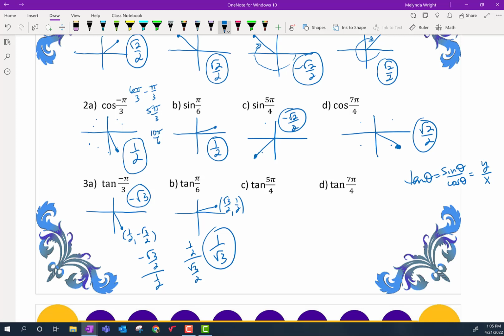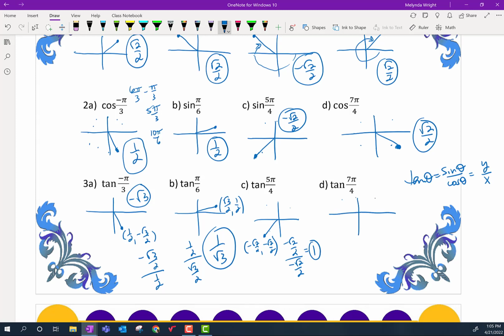Now let's look at the 45, 45, 90s. Okay, 1, 2, 3, 4, 5. 5 pi over 4 is right here. Let's write its coordinate point. That's negative root 2 over 2, negative root 2 over 2. And do our fraction, the y over the x. And that just gives me a 1. Okay, that is 1.